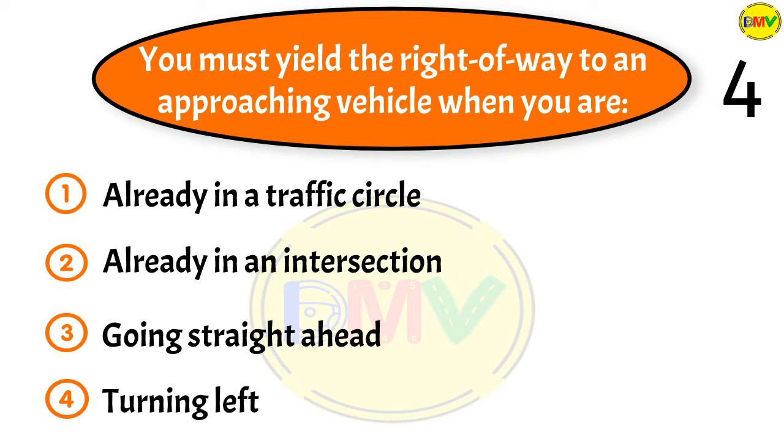Question 4. You must yield the right of way to an approaching vehicle when you are: 1. Already in a traffic circle. 2. Already in an intersection. 3. Going straight ahead. 4. Turning left.